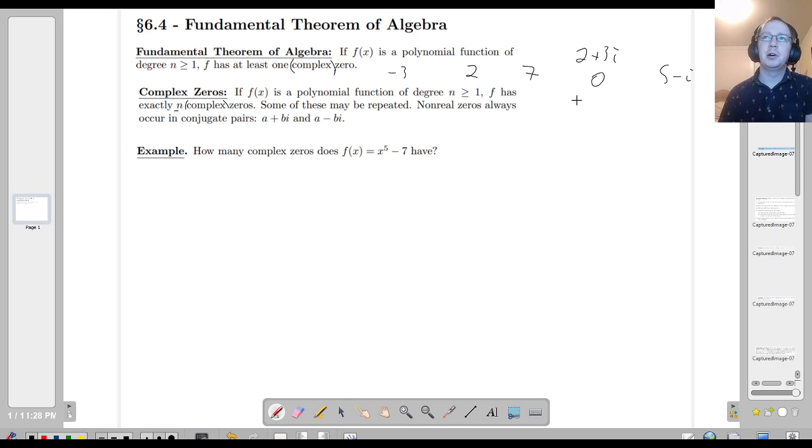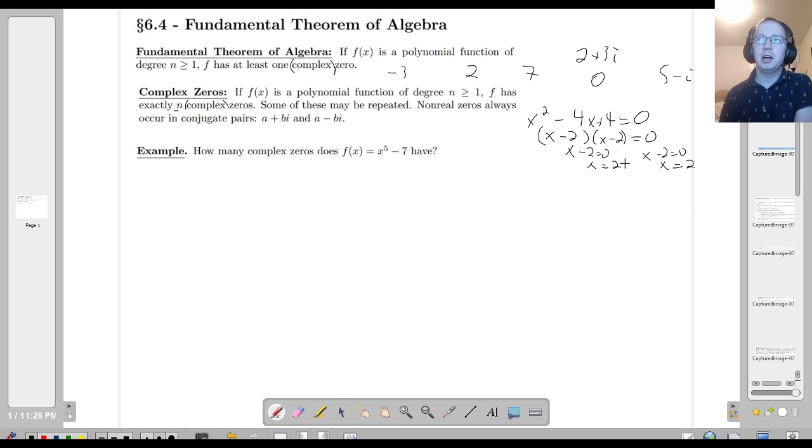I want you to think about a typical example that we might have solved before learning this fact. Let's do x squared minus 4x plus 4 equals 0. That'll be a good one. If I were to solve this, I would factor it as x minus 2 times x minus 2. And if I set each factor equal to 0, what we would find is that I'm only coming up with one unique solution, and that's x equals 2.